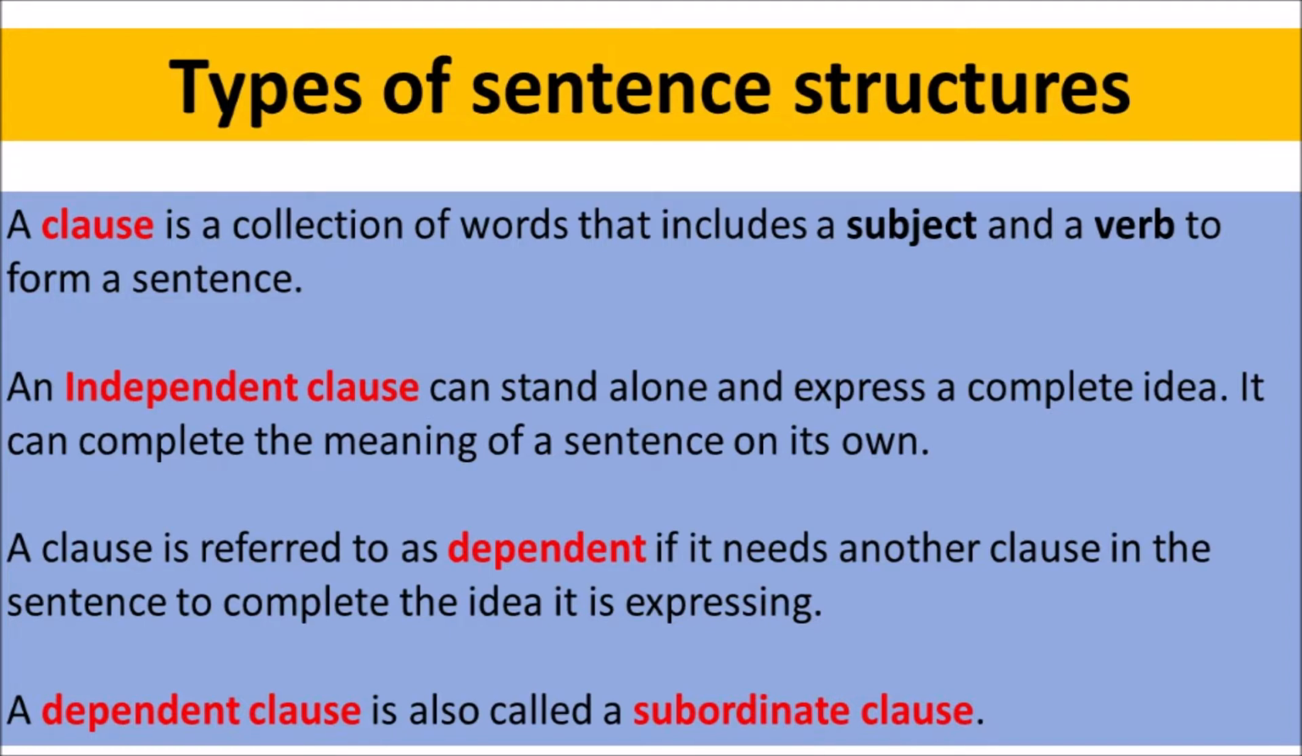An independent clause can stand alone and express a complete idea. It can complete the meaning of a sentence on its own. A clause is referred to as dependent if it needs another clause in the sentence to complete the idea it is expressing. A dependent clause is also called a subordinate clause.